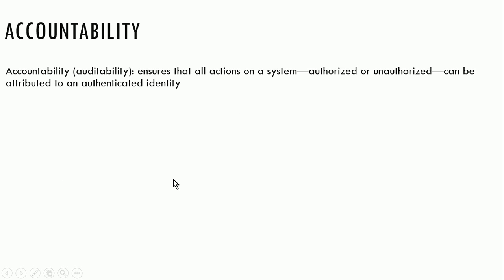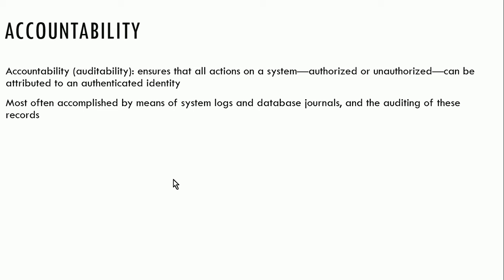Once you have the ability to allow people to log in, our next step is to have some accountability or some logging. So accountability is ensuring that all actions, whether authorized or unauthorized, can be attributed to an authenticated entity. So in other words, once we know who you are, we want to lock in that user ID or that person to all of the actions that they're taking on the network. So we have some record of everything that you're doing. It's sort of like that logbook that we talked about in physical security, where you sign in and sign out of the building so we know who was there. So most often accomplished by means of system logs and database journals and auditing of those records.